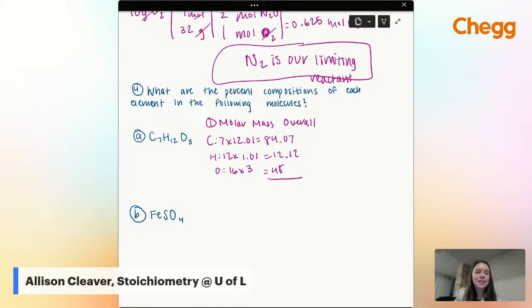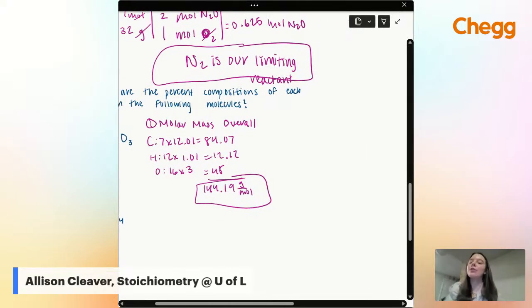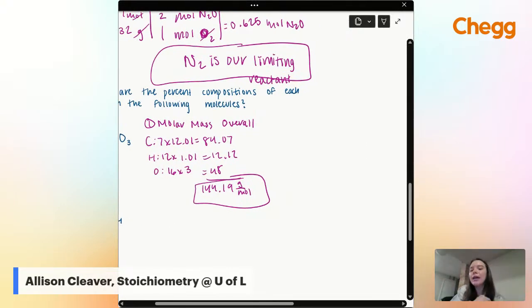We've got about 15 seconds. Let's add that together just so I can put that in the calculator and have some time. 84.07 plus 12.12 plus 48 should have got 144.19 grams per mole. If you got that, give me a thumbs up or a yes or something in the comments so I can make sure everyone's following.